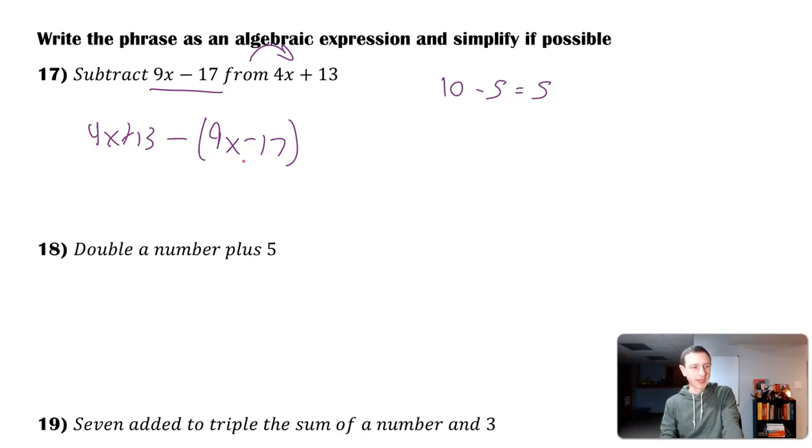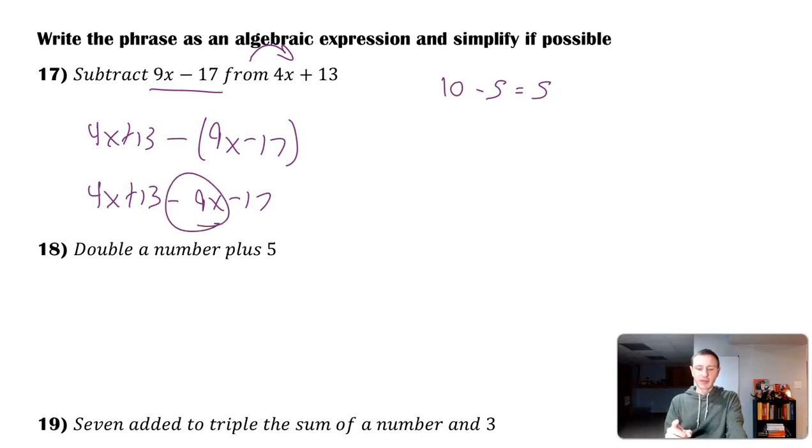Because I want to subtract off this entire amount. I don't want to just write it like this, 4x plus 13 minus 9x minus 17, because what you're saying there is you're just taking away 9x, and then you still have that minus 17 there. But we're not taking that away. We want to subtract off all of that. So really, this becomes minus 9x plus 17.